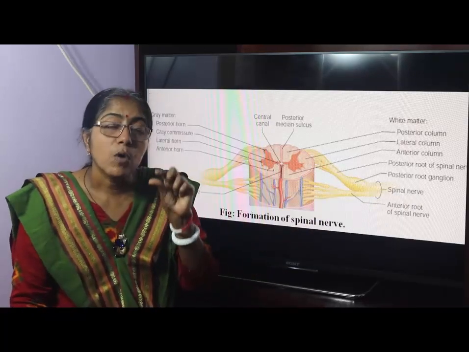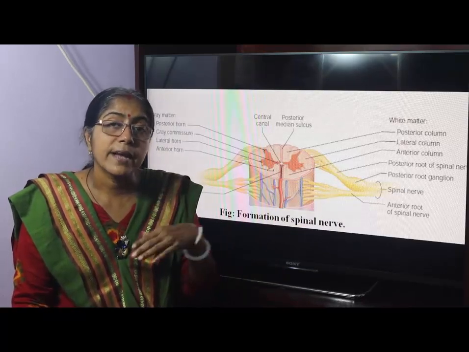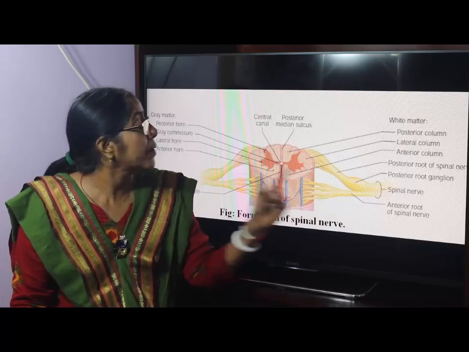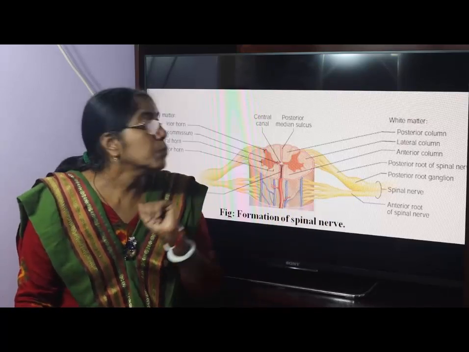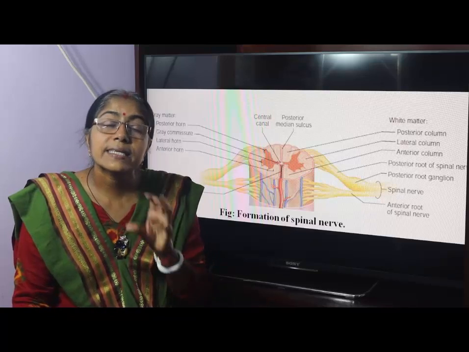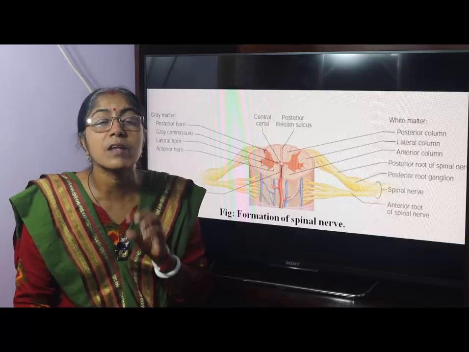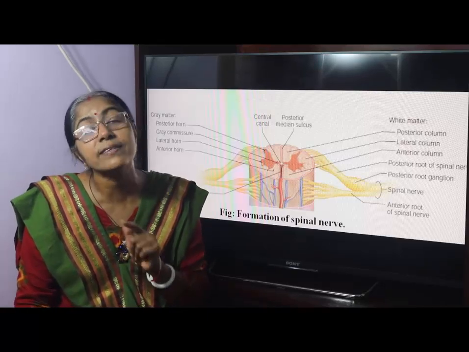Spinal nerve is about 1 centimeter in length and it is formed at the level of the intervertebral foramen. Now, what do you mean by ganglia? Collection of cell bodies outside the central nervous system is termed as ganglia. Now, what is cell body?